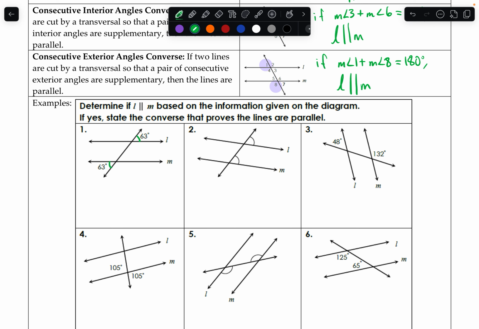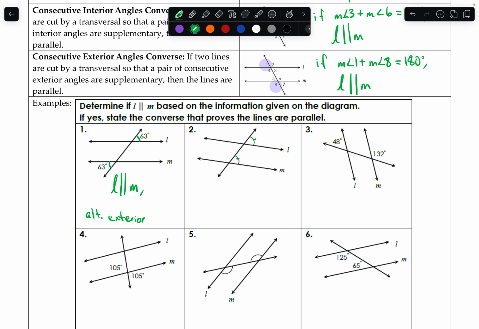And right here on this very first one, I have two angles that hopefully we recognize as alternate exterior angles that are congruent. They're both 63 degrees. And because those angles are both 63 degrees, then line L is parallel to line M. So the question, is L parallel to M? The answer is yes. If yes, state the converse that proves this, and this is going to be the alternate exterior converse. Okay?